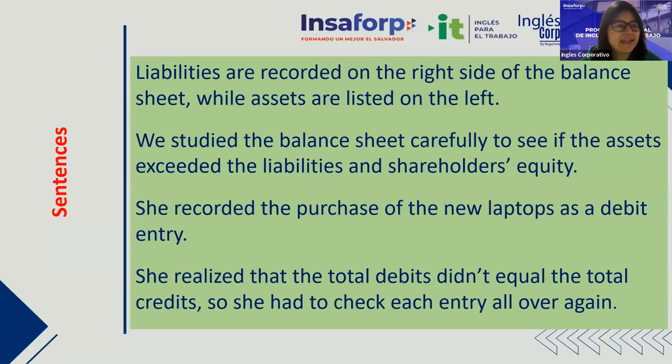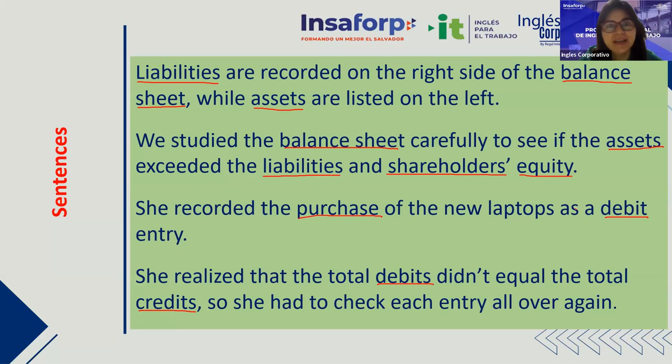Okay. Well, let's talk about money, right? What is the vocabulary we have been using with these sentences? We have liability, assets. Remember, we were talking about that last week. A balance sheet, assets, shareholders' equity. Purchase is another word. Well, liabilities, right? Debit, credits. Okay, so that is a review of vocabulary from the unit.